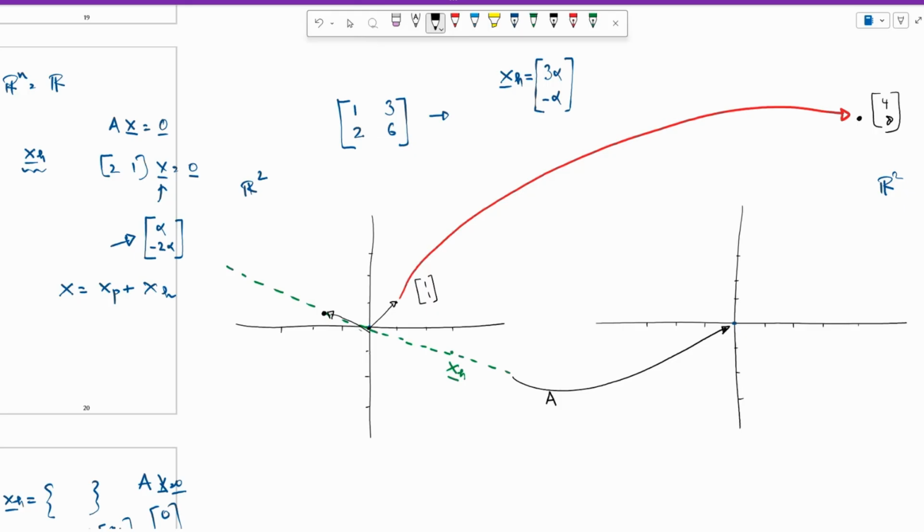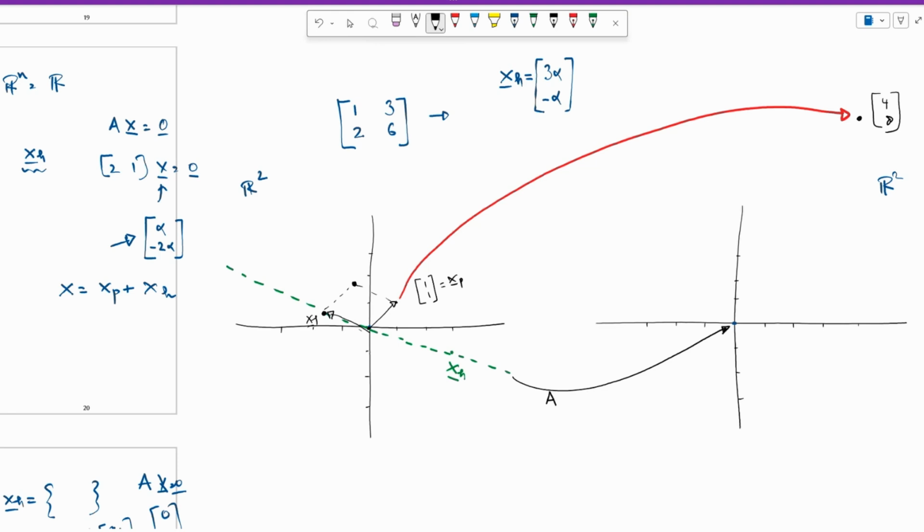if I add them together, that is essentially my XP, my particular solution. The particular solution is that one particular solution that gives you the B that you want. This is some homogeneous solution. If I add the two of them together, that point will also get mapped to 4, 8. So that point will simply be what? You do the parallelogram law of vectors. This point will also get mapped to 4, 8.